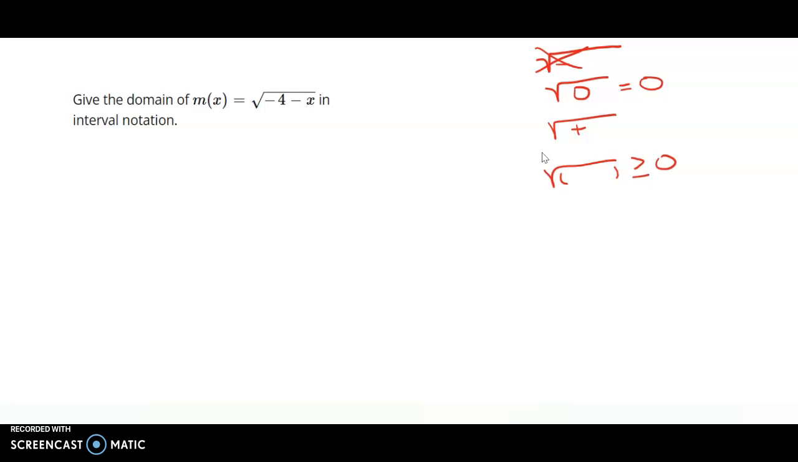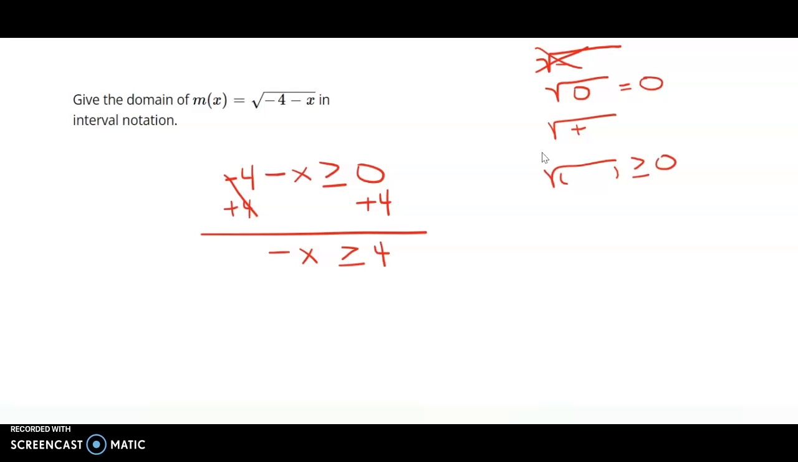So let's take this over to this function. That tells us that negative 4 minus x, however it comes out, just has to be greater than or equal to 0, and then this function will be okay. All right? So now we're going to solve for x, so we're going to add the 4 to each side. We end up with negative x is greater than or equal to a positive 4.